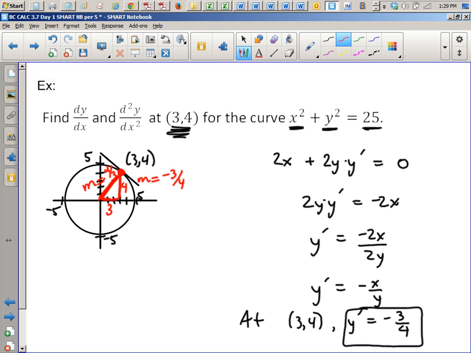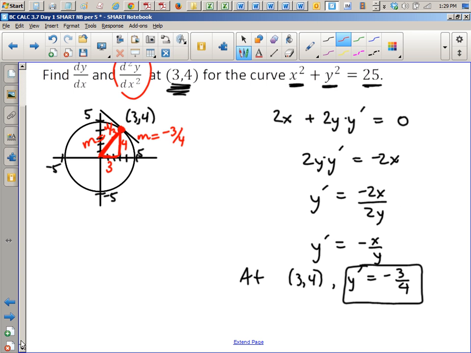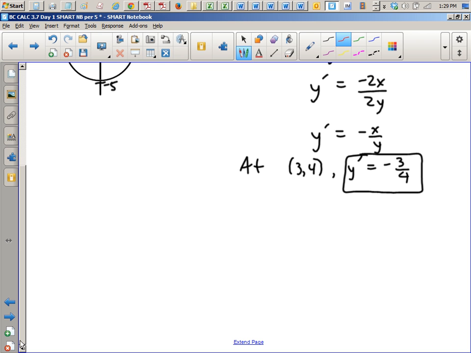But we would never be able to answer the second question. The second question says find the second derivative. Okay, so we did need to do this. Let's take a look at the second derivative. So what does it mean to find d squared y dx squared at 3, 4? Well, we know what the at 3, 4 means. It means whenever we're done, we're going to plug in 3 and 4. Okay, but we're not done.